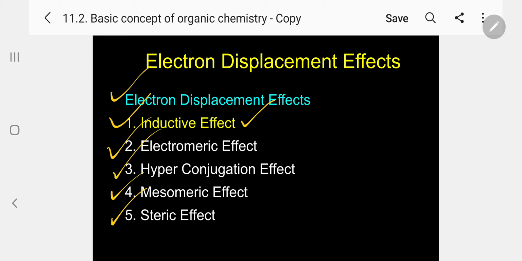Let me explain. Normally, inductive effect is operating in the corresponding aliphatic compound. Electromeric effect is operating in unsaturated compounds, that is alkenes, alkynes, and carbonyl compounds. Hyperconjugation is the special case of electromeric effect, again in alkenes. Mesomeric effect is operating in a conjugated system, specifically aromatic. Steric effect is a special case operating due to bulky groups. Kindly follow.